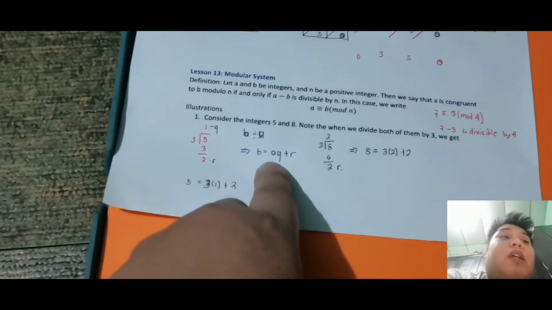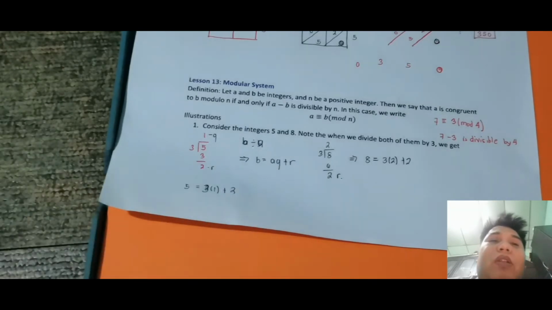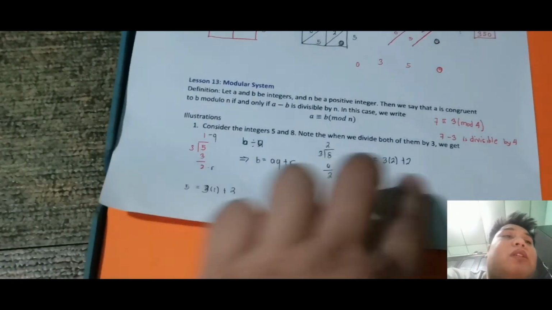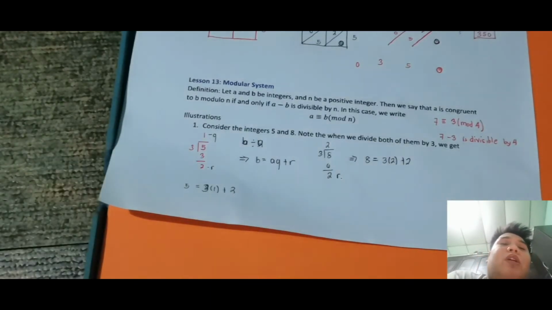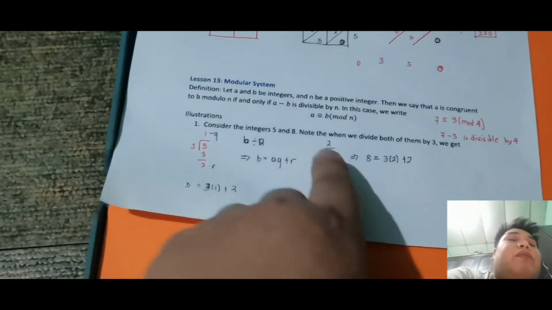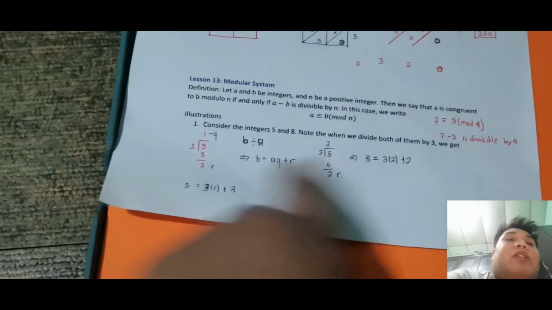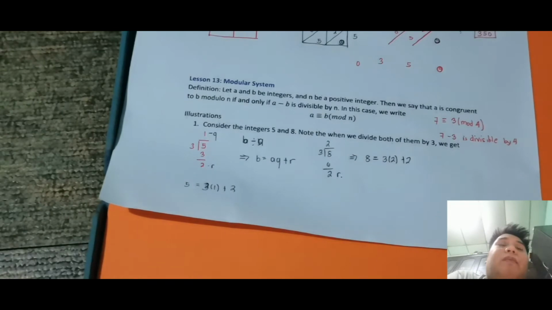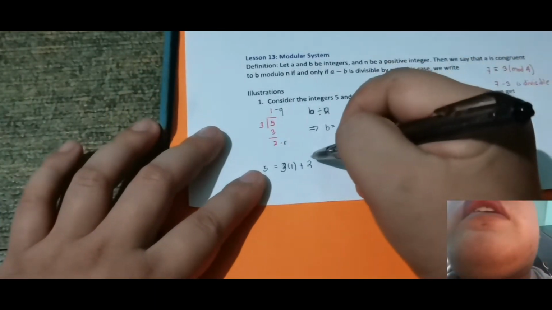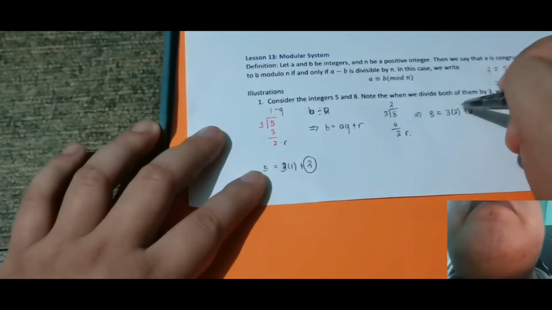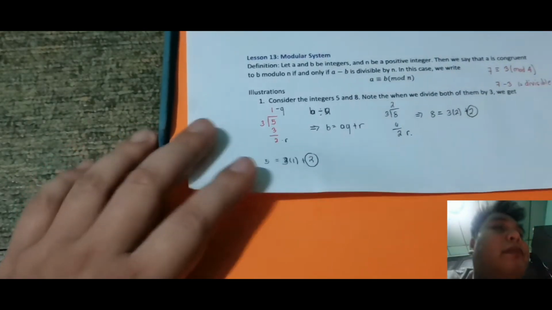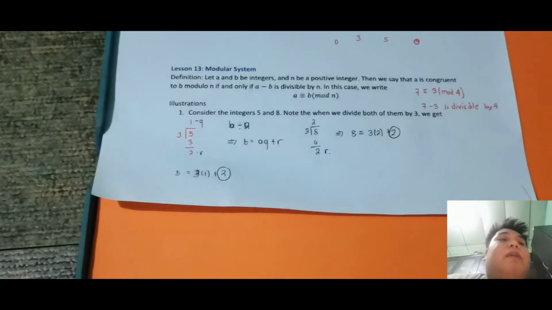Tawag dito division algorithm, by the way. So ito yung division algorithm niya, ito yung division algorithm nito, when we divide 5 by 3 and when we divide 8 by 3. Ano yung napapansin mong similarity nila? Ang napapansin mong similarity nila is they have the same remainder. Okay, so parehas sila ng remainder.